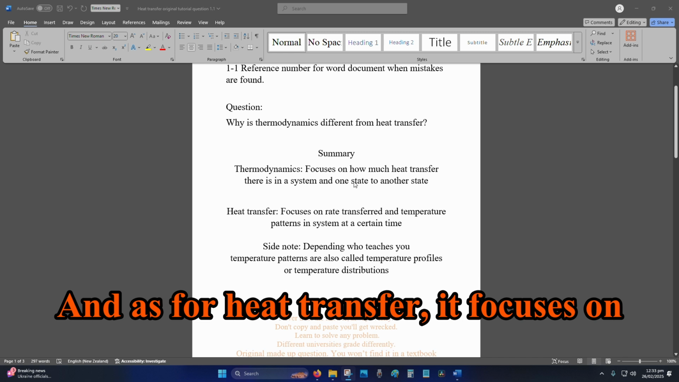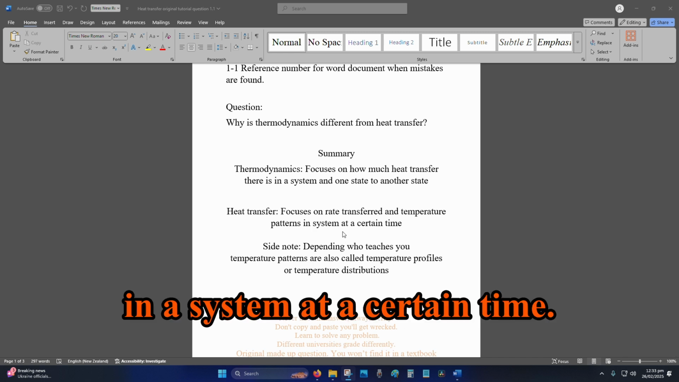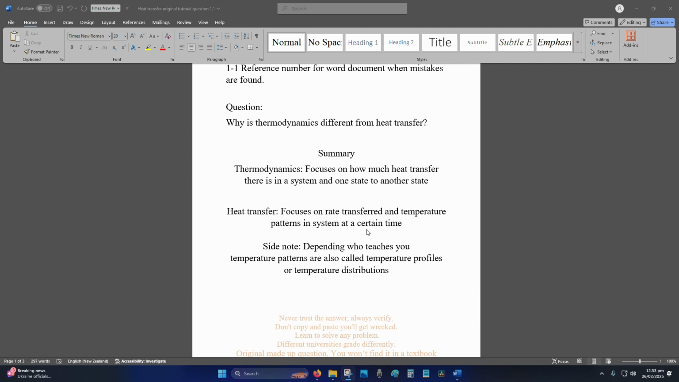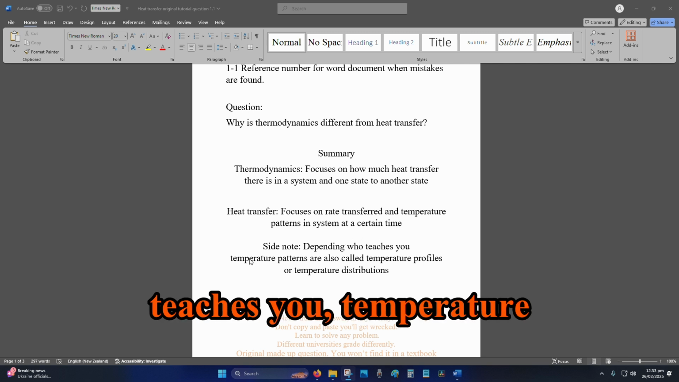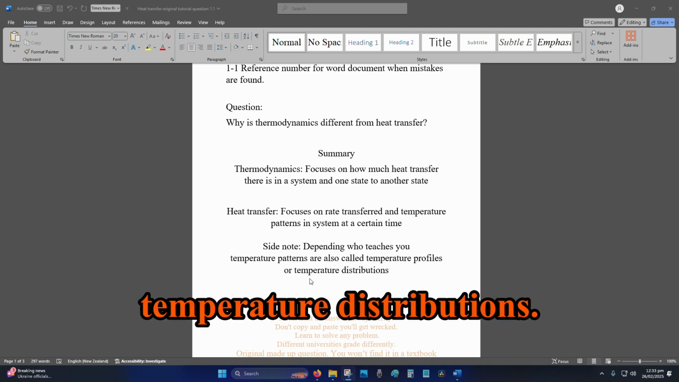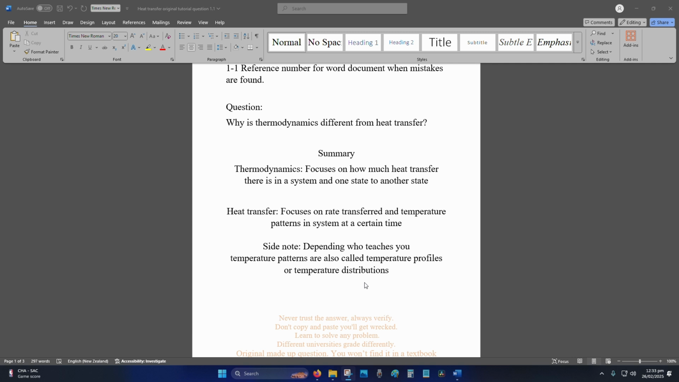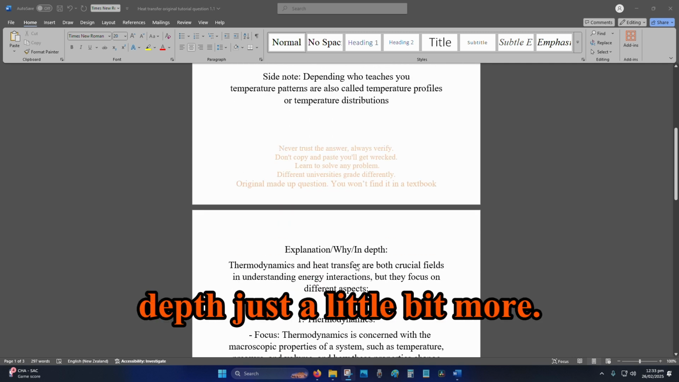And as for heat transfer, it focuses on the rate transferred and the temperature patterns in a system at a certain time. Just a side note, depending on who teaches you, temperature patterns may also be called temperature profiles or temperature distributions. Now we'll just go in depth just a little bit more.